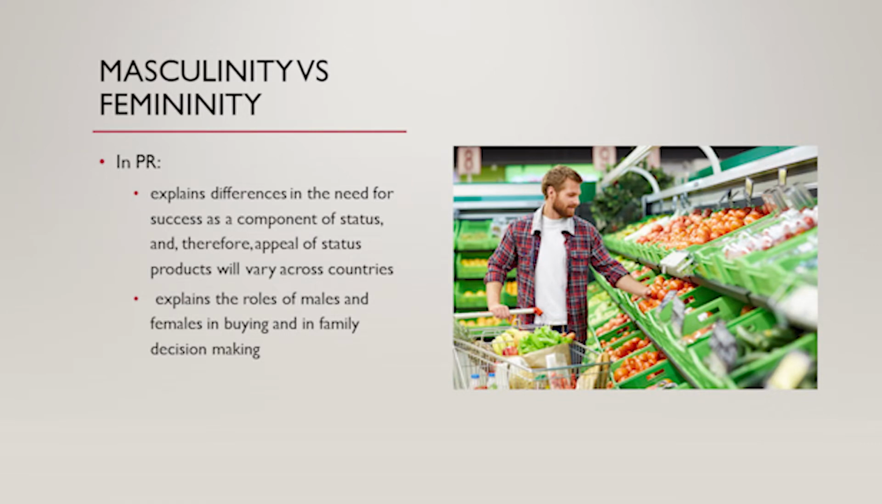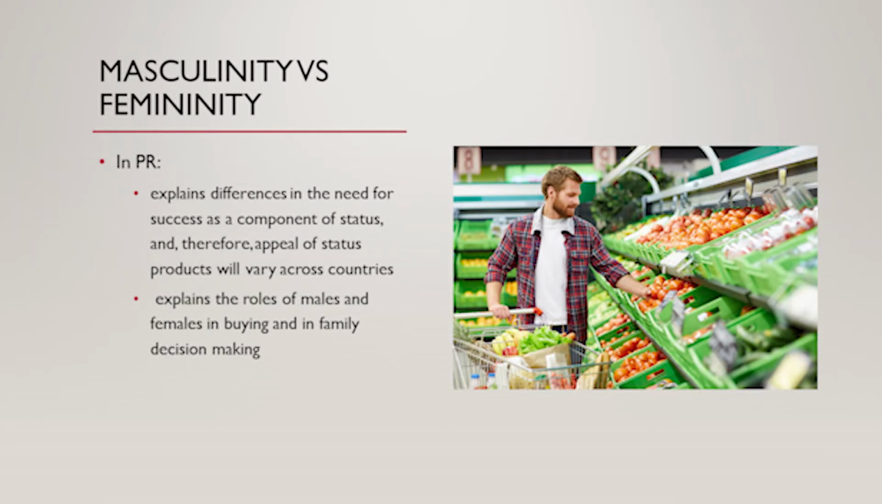Now, what are some practical implications of this dimension? First off, this dimension explains differences in the need for success as a component of status, and therefore appeal of status products will vary across countries. In Scandinavian countries, you will see fewer, for example, luxury cars, even though the population is richer in general than, for example, compared to the rest of Europe. Again, anything screaming success will be a lot easier to sell in high masculinity countries.